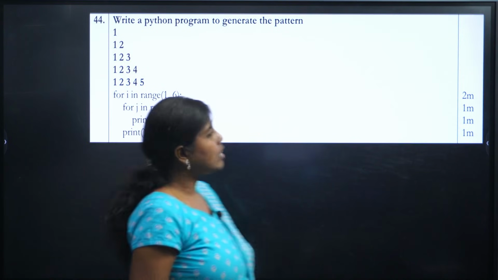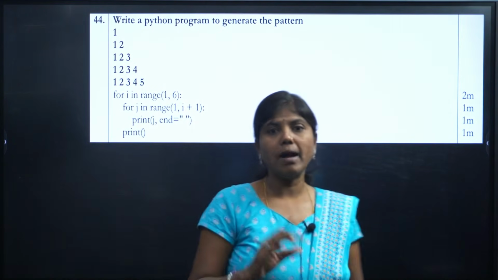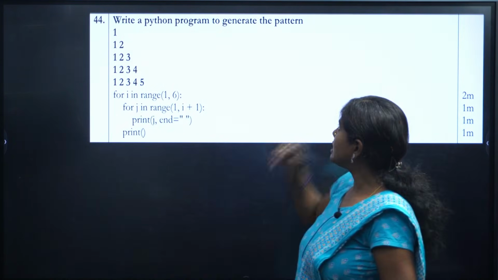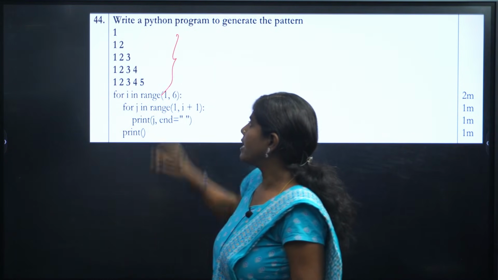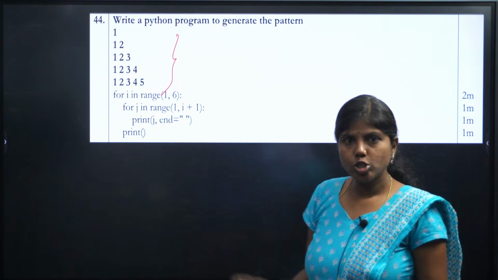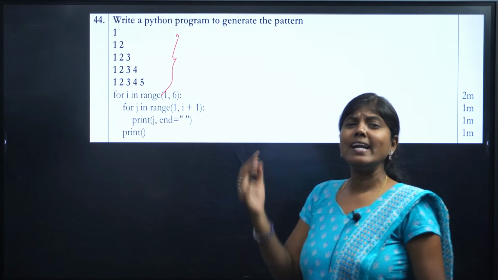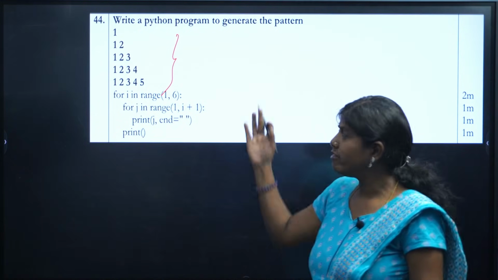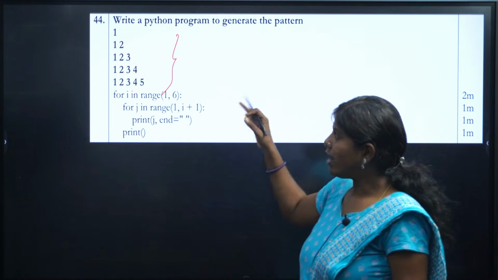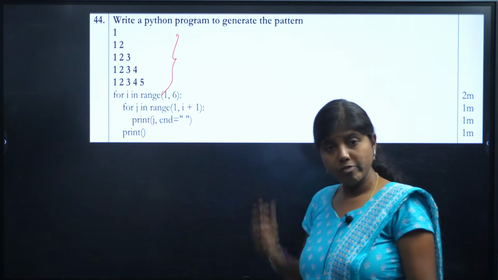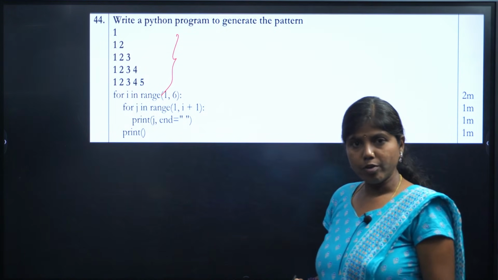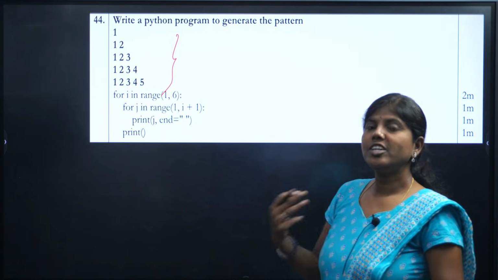What is the next question? Very simple. You need to generate the pattern here. So how to generate the pattern? How many rows are there? 5 rows are there. Ma'am, repeatedly in every loop, in every row, I have to print the numbers, from the first row to the fifth row. So that's where repetition is there.